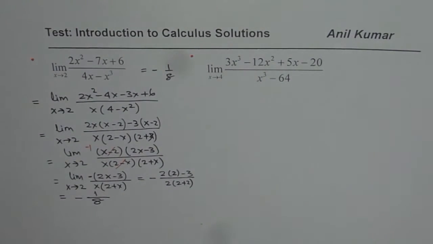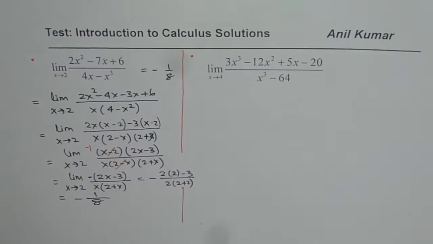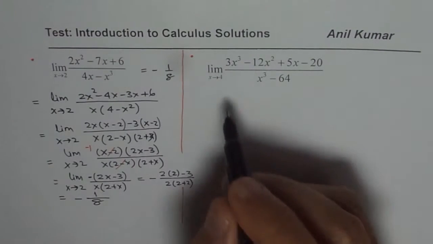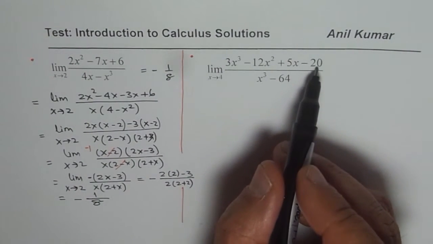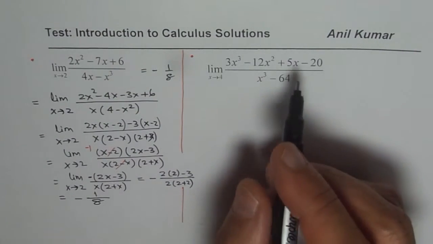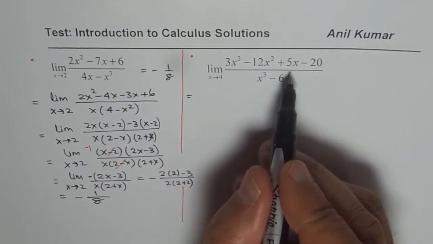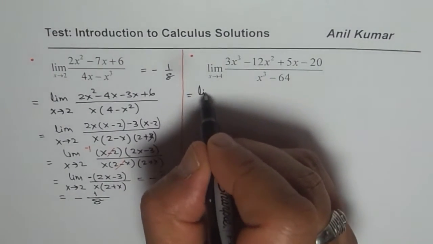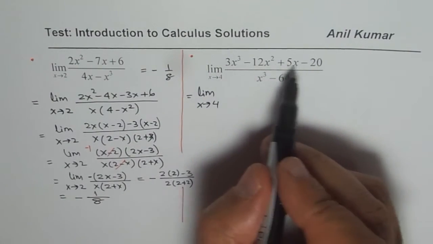Let's do the next one, which is a cubic polynomial in the numerator, cubic in the denominator. So when I substitute 4, 64 minus 64, and if I do it in the numerator, you can calculate, it will again be 0. Anyway, let's factor it. So we are expecting factor x minus 4. That is a clue, right? So we have x approaching 4. And well, we can do it in groups.